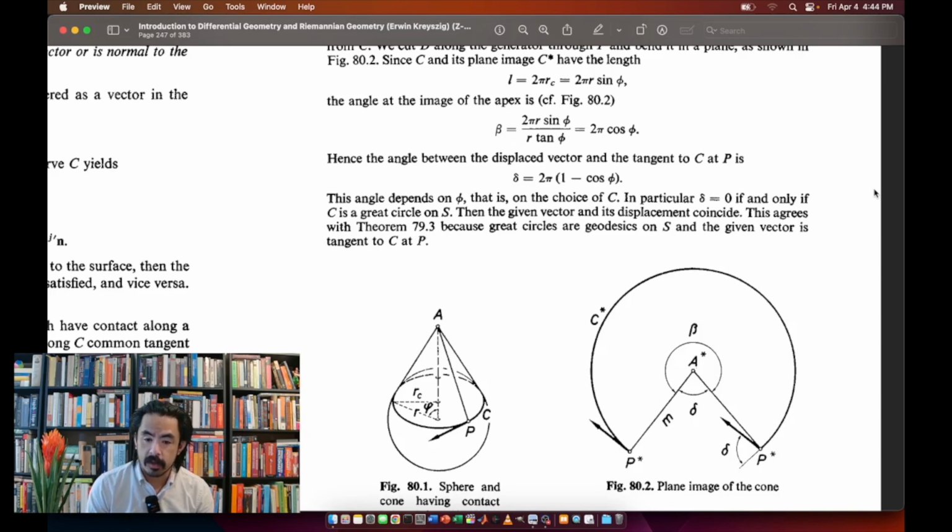This angle depends on phi, that is, on the choice of the curve capital C. In particular, lowercase delta equals 0 if and only if C is a great circle on the surface capital S. This surface is a sphere, rather, in this example, of course. Then the given vector and its displacement coincide. This agrees with theorem 79.3 because great circles are geodesics on S, the sphere, and the given vector is tangent to the curve, which is a circle, capital C, at the point capital P. And there you have it.